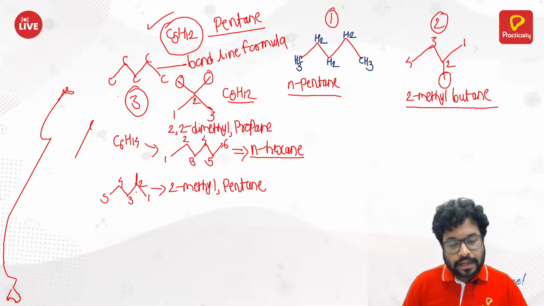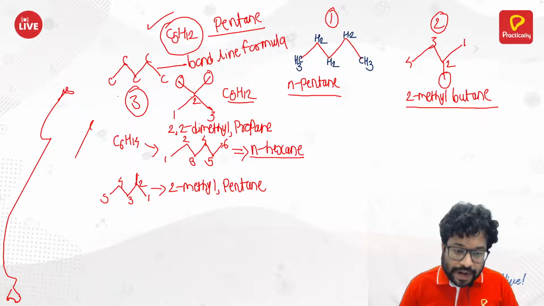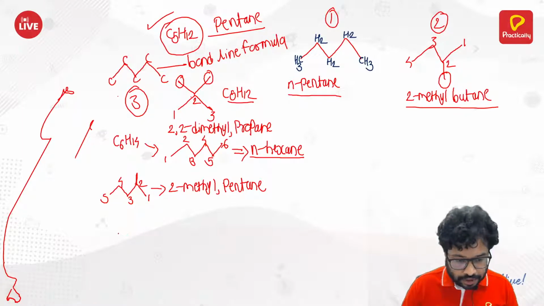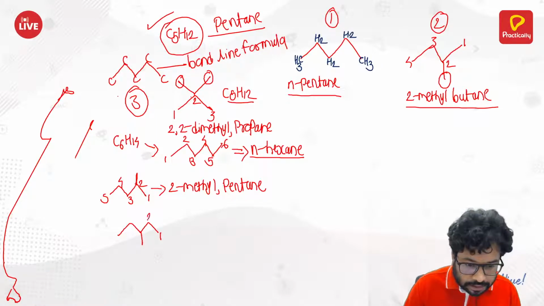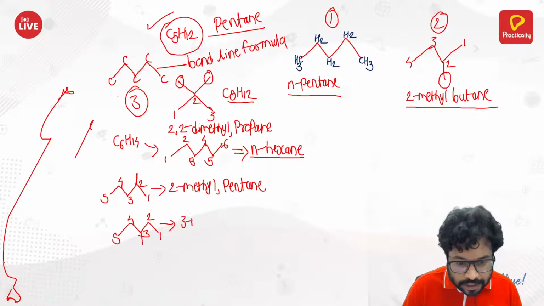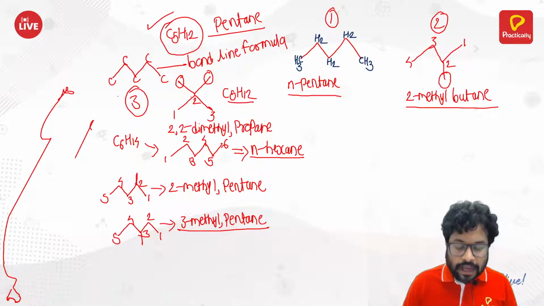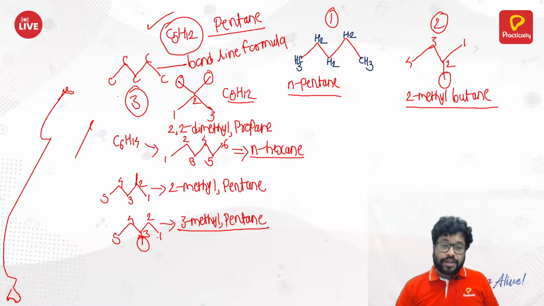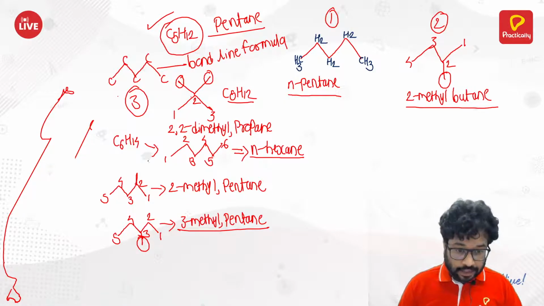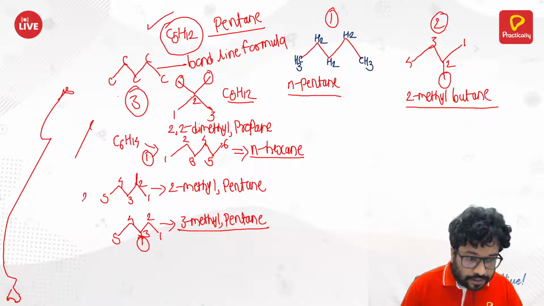Now how can we get a third structure? Just plug this methyl and attach it to the third position. What do we get? See, 1, 2, 3, 4, 5. What do we get now? 3-methyl pentane. It is still pentane, isn't it? 3-methyl pentane. At the third position, you got a methyl here. That's how we name this. Okay, so you got the 3 isomers. This is the first one, this is your second one, this is your third one.